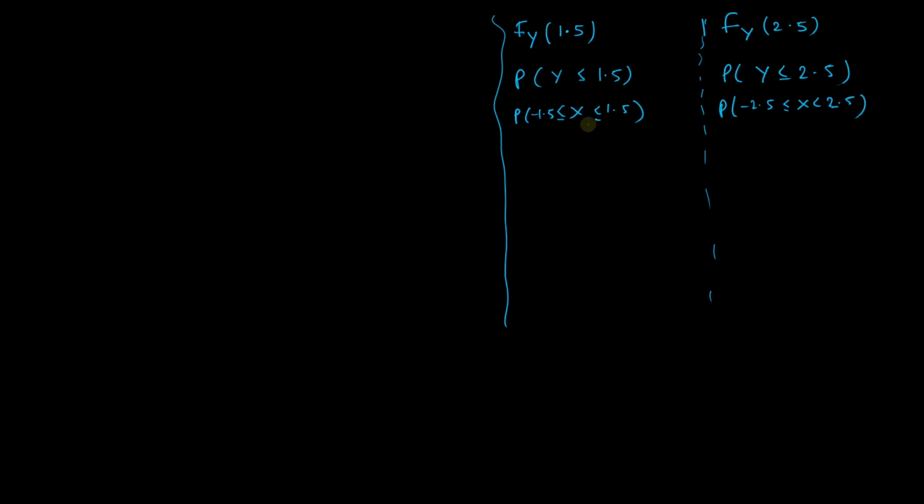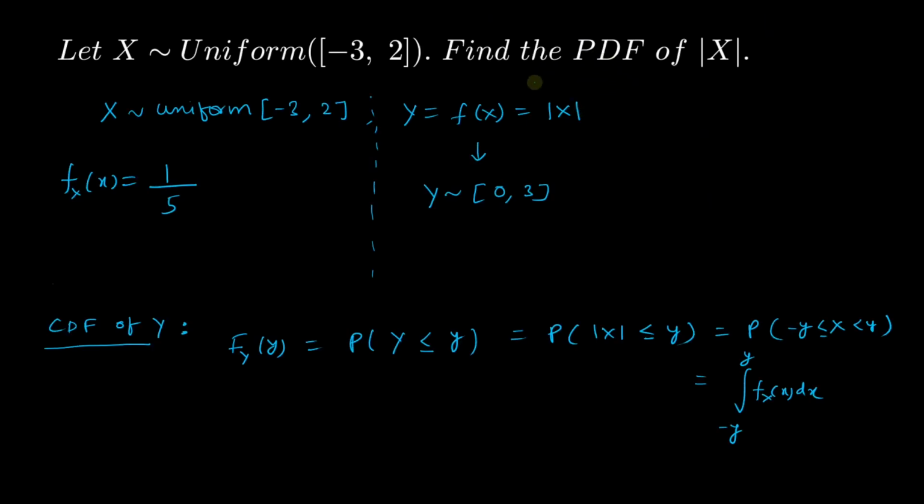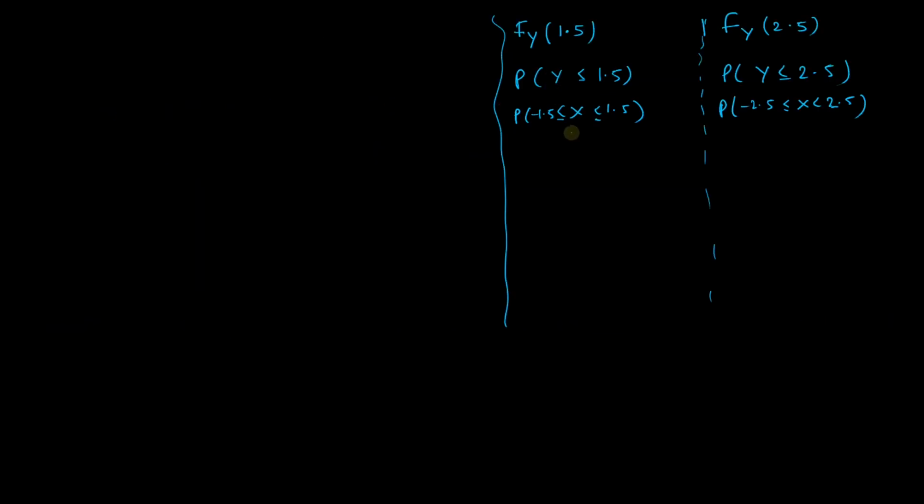Now notice one thing here. Does x have a range between minus 1.5 and 1.5? Is it a valid range for x? Yes, it is, because x has a range from minus 3 to 2. So x will definitely fall in this range, that is minus 1.5 and 1.5. So we can calculate this probability just by integrating the CDF of x from minus 1.5 to 1.5, because this falls in the valid range of x, and we are done. We will be able to calculate the CDF of y at 1.5.